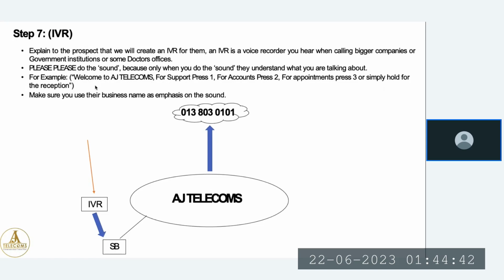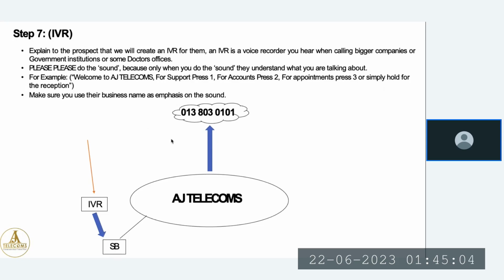So for example, when they dial, obviously, like I said earlier on in my previous webinars, instead of the phone doing the traditional ringtone, it will say, "Good day, welcome to AJ Telecoms. For support, press 1. For accounts, press 2. Or for appointments, press 3, or simply hold for the reception." So that is a voice recorder. So make sure you also use their business name as the emphasis.